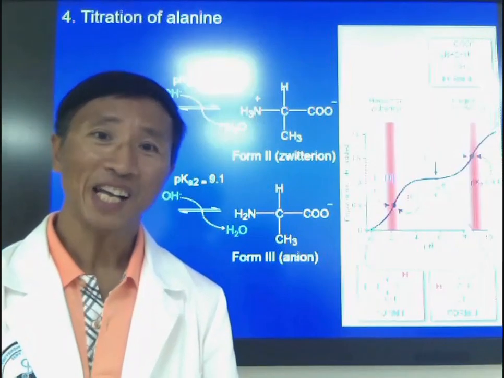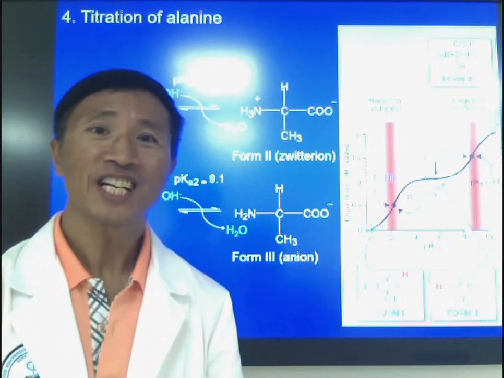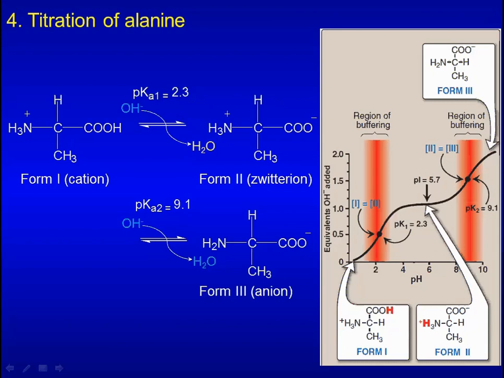Now, let me ask you a question. In which region the net charge of the entire solution is close to 0? The answer is region 2. In region 2, form 2 dominates. Form 2 carries 0 net charge. In this region, there's also a small amount of form 1 and form 3. When their concentrations are equal, their charges cancel out each other.